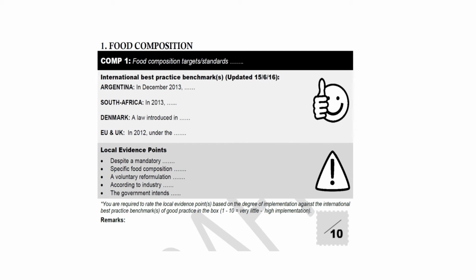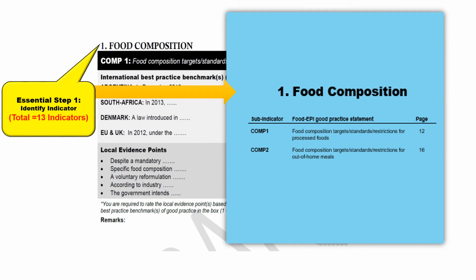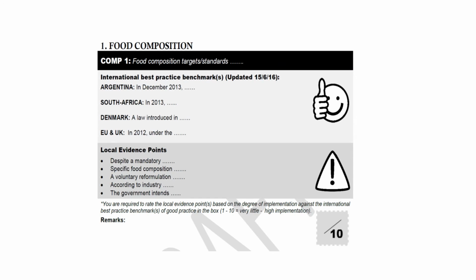So the first step when you are looking at the summary landing page is to identify the indicators. We have a total of 13 indicators, and each of these indicators is separated by a colored paper. For example, food composition has 2 sub-indicators, and composition number 1 is at page number 12. Step number 2 is to read the sub-indicator. This is the Food-EPI Good Practice Statement, and there are 47 sub-indicators in this document.